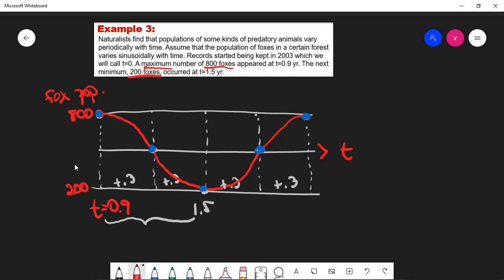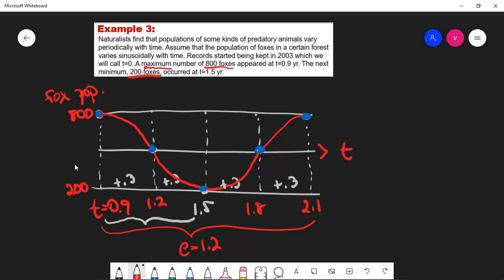All right, so 0.9 plus 0.3 is 1.2. 1.2 plus 0.3 is 1.5. 1.5 plus 0.3 would equal 1.8. And 1.8 plus 0.3 would equal 2.1. Again, 0.9 all the way to here gives you one period. Okay, so 2.1 minus 0.9 would equal 1.2. One whole cycle.